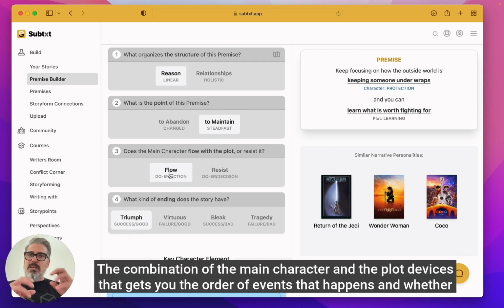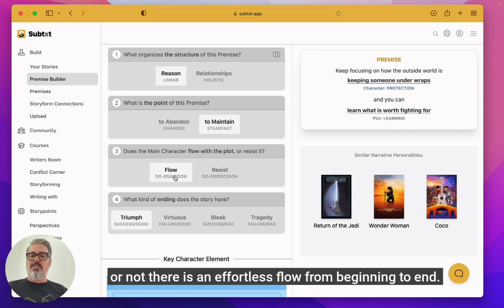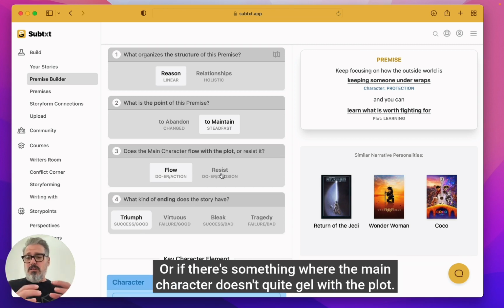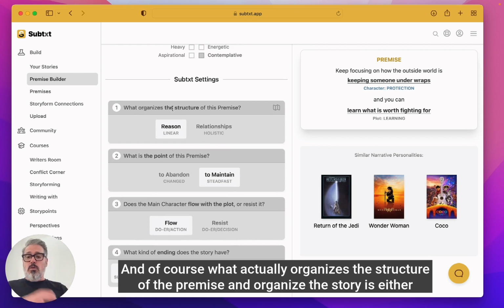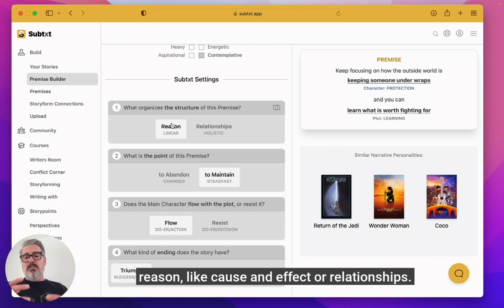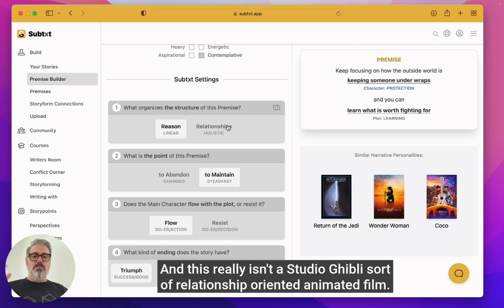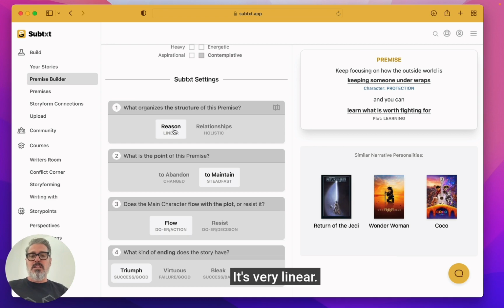The combination of the main character and the plot devices gets you the order of events that happens and whether or not there is an effortless flow from beginning to end, or if there's something where the main character doesn't quite gel with the plot. She's right in there. She knows exactly what to do. There's a flow that's going on there. And of course, what actually organizes the structure of the premise and organizes the story is either reason, like cause and effect, or relationships. And this really isn't a Studio Ghibli sort of relationship oriented animated film. It's very linear. I think it's Ireland. We have everything that's here.